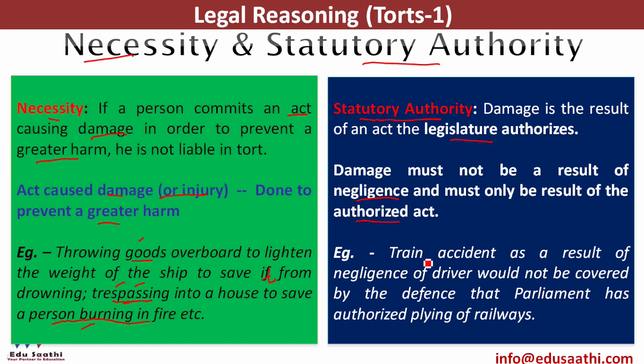For example, a train accident as a result of negligence of the driver would not be covered by the defense that the parliament has authorized plying railways. So the train accident has occurred due to the negligence of the driver. He is authorized to drive the train, and the authorization is given by the parliament for plying railways, but the negligence would hinder him from taking the defense of statutory authority. There must be no negligence involved in the act to take the defense of statutory authority. So in this case, he will not be given this defense.